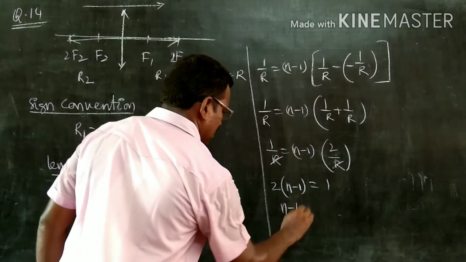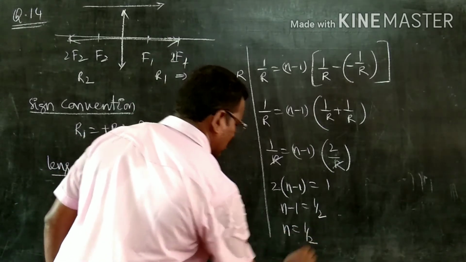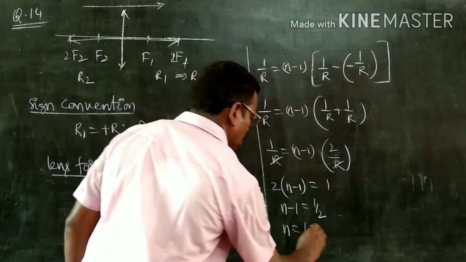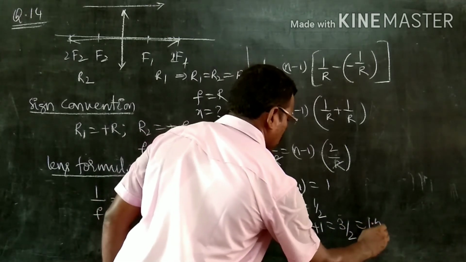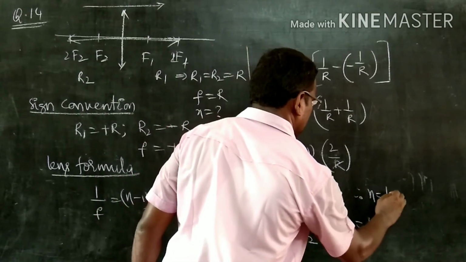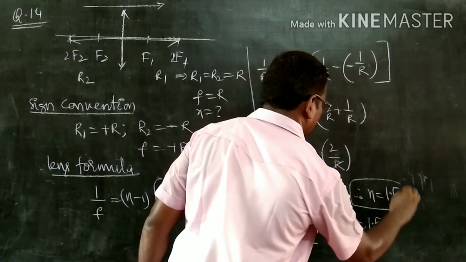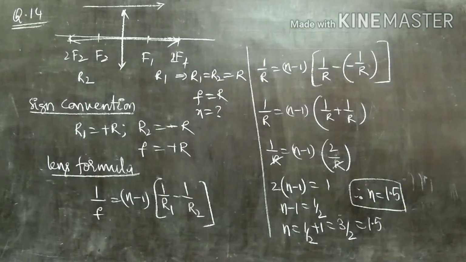Next step, n minus 1 is equal to half. Next step, n minus 1, n is equal to 1 by 2 plus 1, that is equal to 3 by 2, that is equal to 1.5. Therefore, the refractive index n is equal to 1.5. That is the method to find the refractive index of a given converging lens, a symmetrical converging lens.